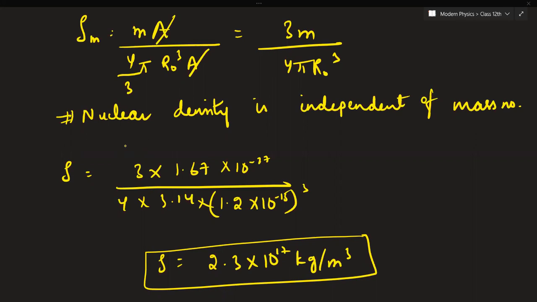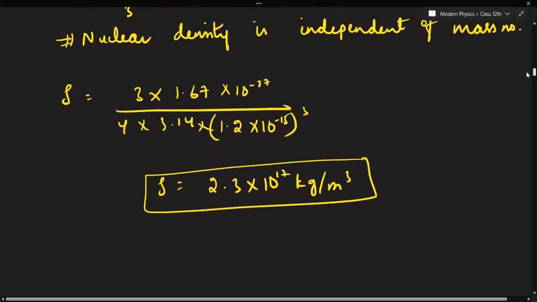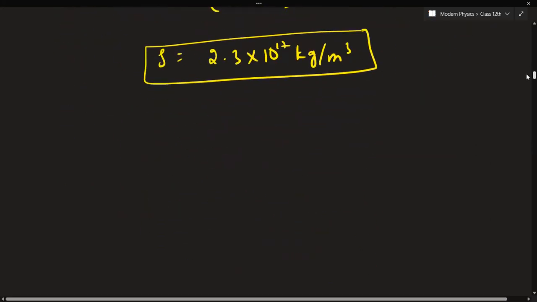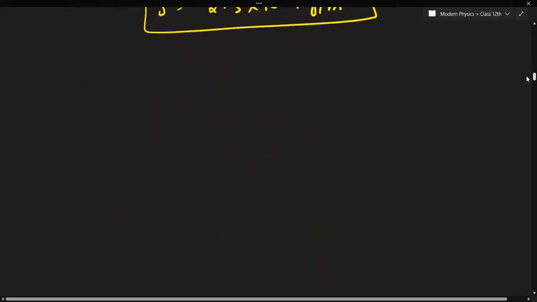Then we had seen that nuclear density, when we put all the values in the formula, we obtain this value 2.3 into 10 to the power 17 kg per meter cube. This shows that nuclear density is independent of the mass number A. So any other material you have, any other medium you have, your answer will be the same for nuclear density. Let us practice 2 to 3 questions, then we'll move on to binding energy.